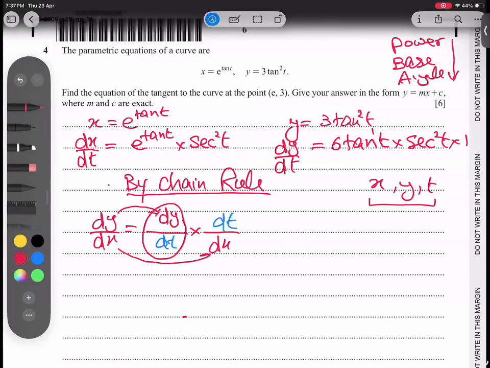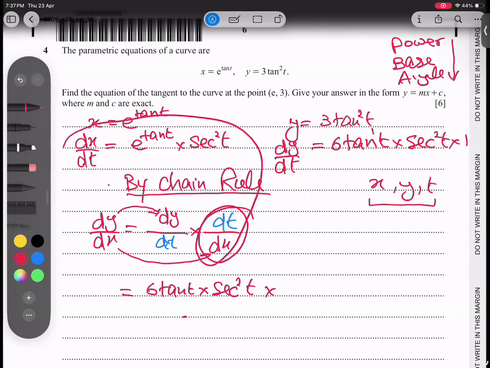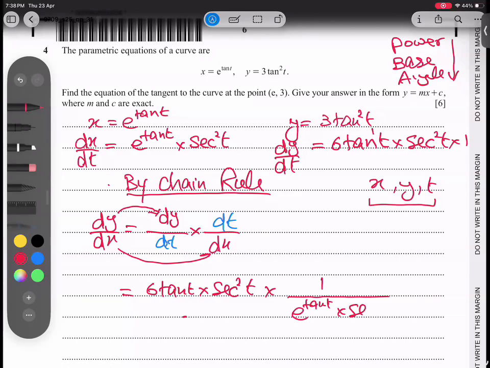Now this is the same, student. This value remains the same, no change at all. So I'm writing here 6 times tan t into secant square, I can bring it down later on. What is this one? Same, but only the flip form. So I will write 1 over e to the power tan t into secant square t. And look at now, luckily they cancel out.